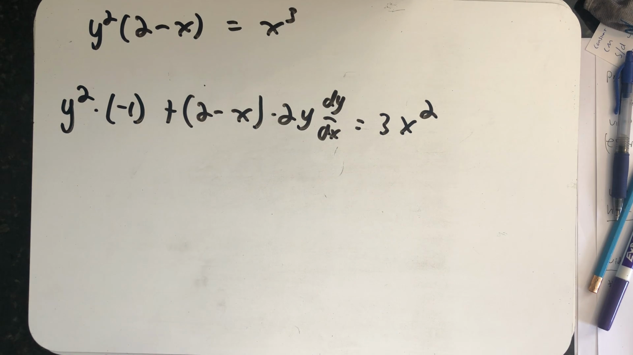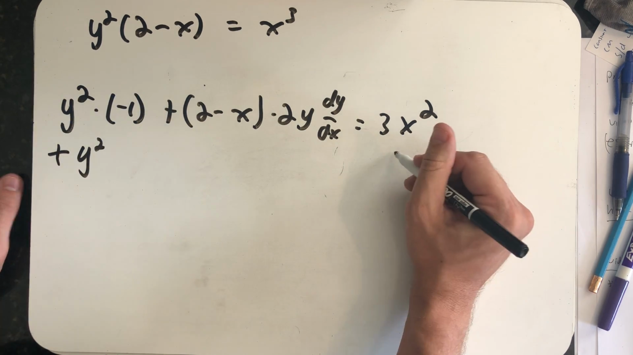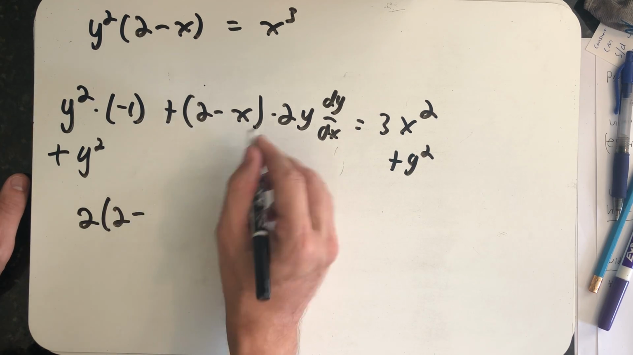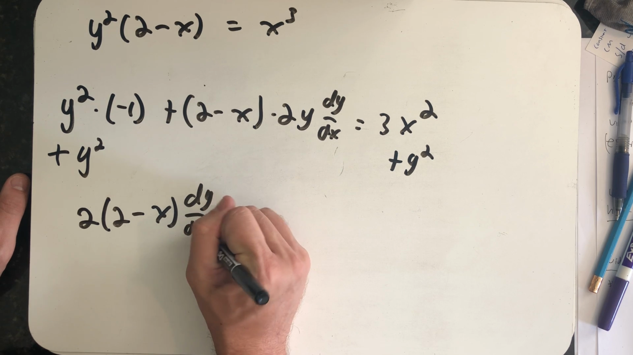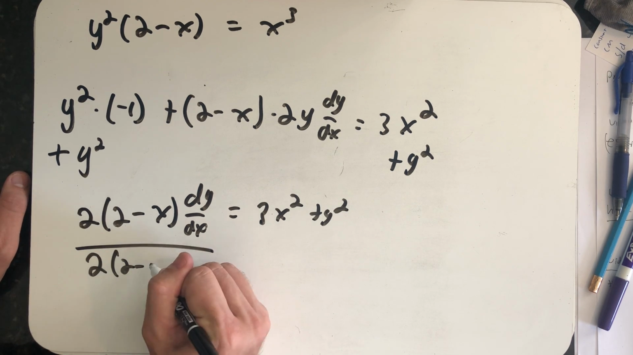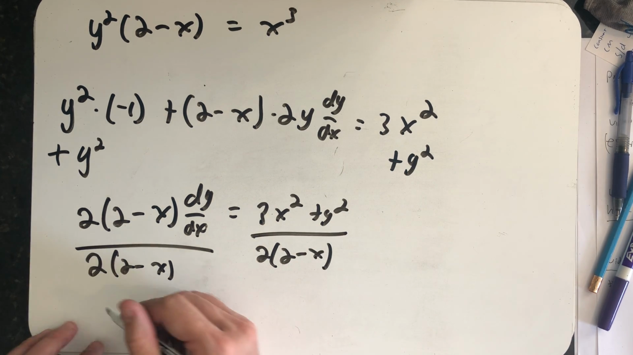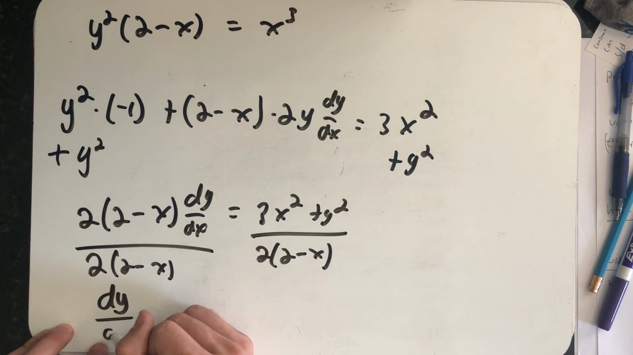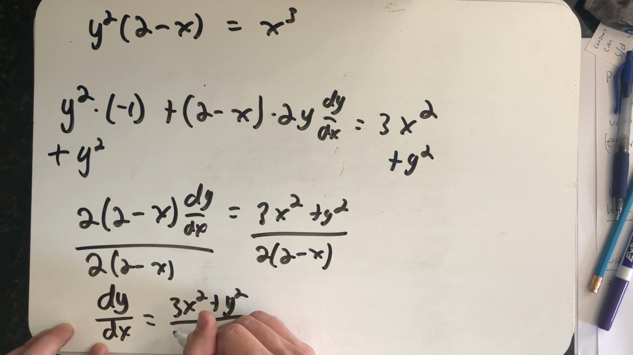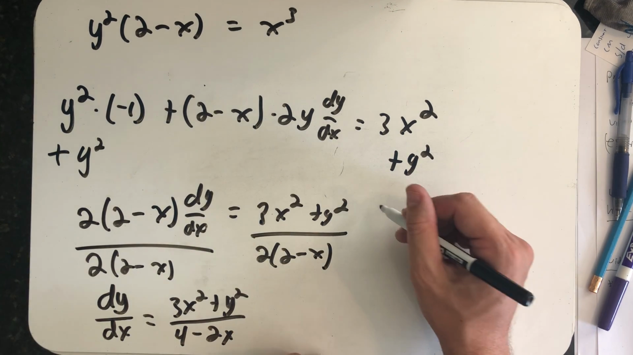My job now is to get dy/dx by itself. Well, let's add y squared to both sides to get rid of this piece. Then I'm just left with 2 times (2 minus x) dy/dx equal to 3x squared plus y squared. And I'll do a little division, and I'll have an expression for the derivative. So dy/dx is equal to (3x squared plus y squared) all over (4 minus 2x) after I distribute. So that's what's going to give me the slope of my tangent line.